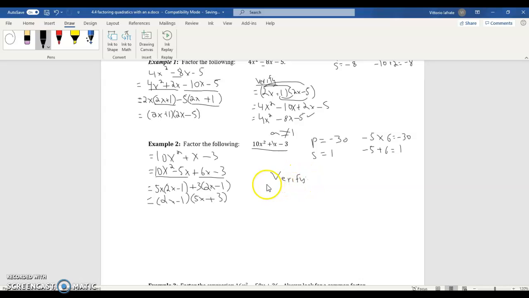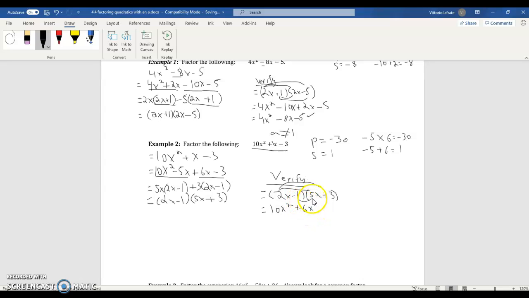We're simply going to expand this over here. So we have, let's do that, so 2x minus 1 multiplied by 5x plus 3. And we're going to see if after expanding using FOIL we end up with the same standard form from above. So we have our 2x times 5x is 10x squared. Then 2x times 3 is plus 6x.